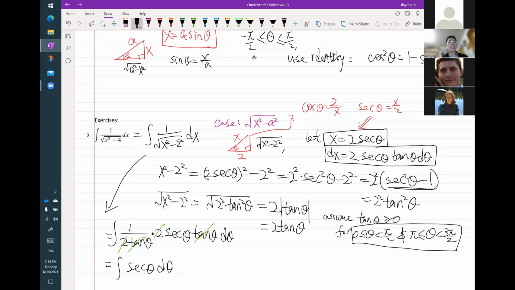That's the benefit of using this kind of substitution by letting x equals 2 secant. We get rid of the square root part altogether, and we get rid of the square in the square root and just end up with either secant, tangent, or sine, cosine, depending. So we end up with a trigonometric expression. Okay, and then we can integrate this from here.